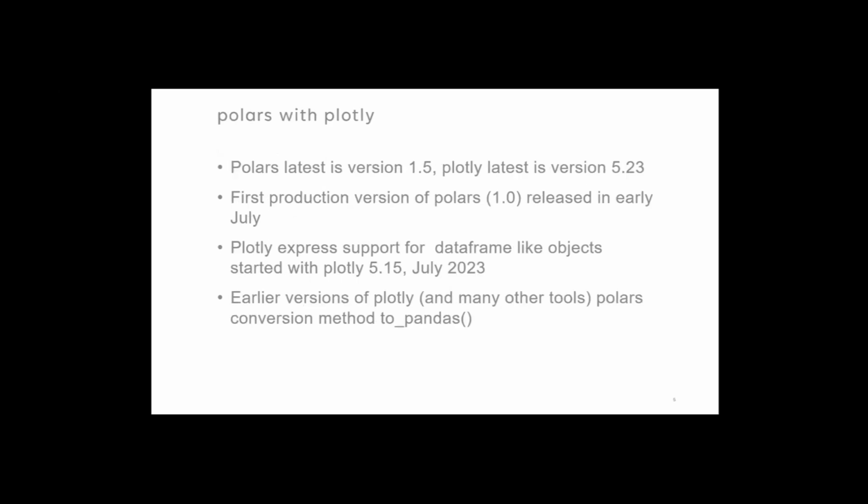And I'll give you a few examples, but let's see where we are in the state of the art here. The polars version currently is 1.5. The first production version, 1.0, was released a little over a month ago. Some people don't like to use tools that are not at 1.0 or later. Plotly, as far as I know, is 5.23. Plotly Express started supporting polars directly a little bit over a year ago. So Plotly sure has a lot of experience with polars data frames converted to visualizations.